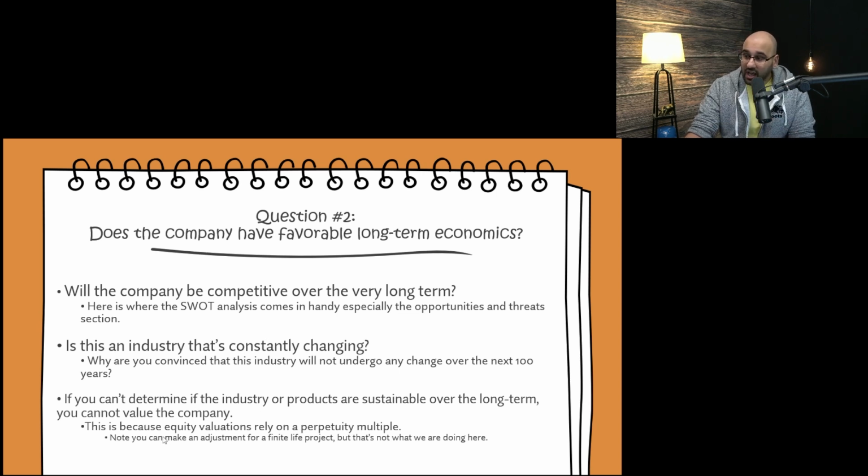And it's because equity valuations rely on a perpetuity multiple. What it's really saying is that you're essentially forecasting out the company's results into forever. Now, you don't necessarily have to forecast a company's results into forever, but what you really are saying if you are not forecasting the company's results into forever is that the company will eventually die. And so then you have to ask yourself the question, when will they die, and why is it still worth capital allocation in that perspective?